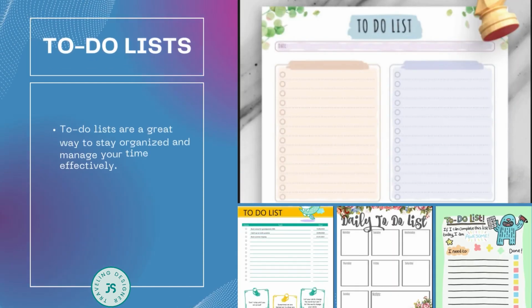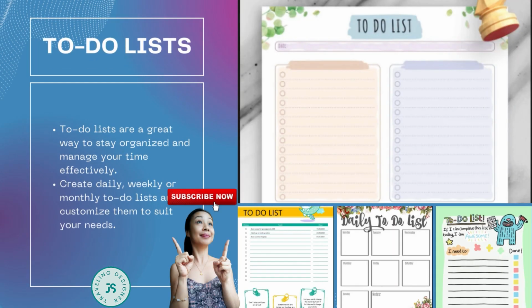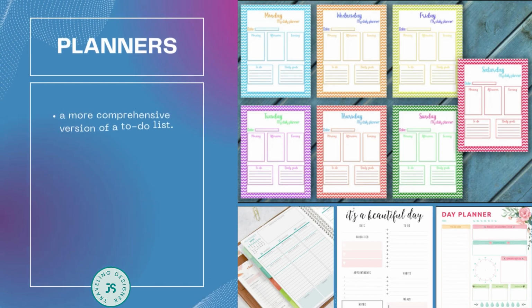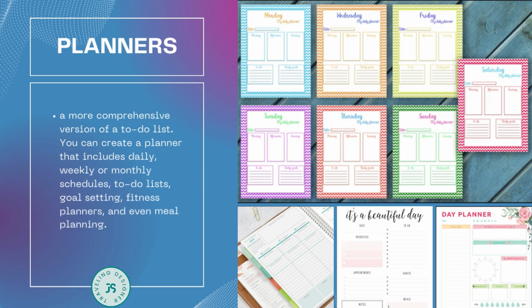Another type of printable that you can create is a to-do list. To-do lists are a great way to stay organized and manage your time effectively. You can create daily, weekly, or monthly to-do lists and customize them to suit your needs. Planners. They are a more comprehensive version of a to-do list. You can create a planner that includes daily, weekly, or monthly schedules, to-do lists, goal setting, and even meal planning.